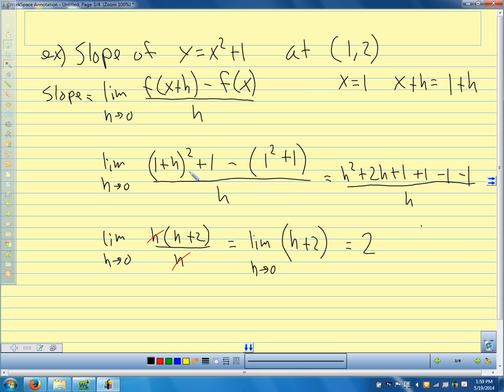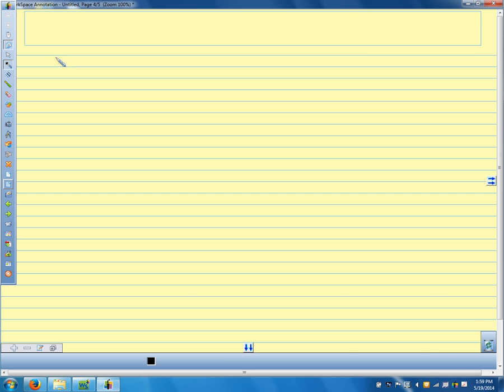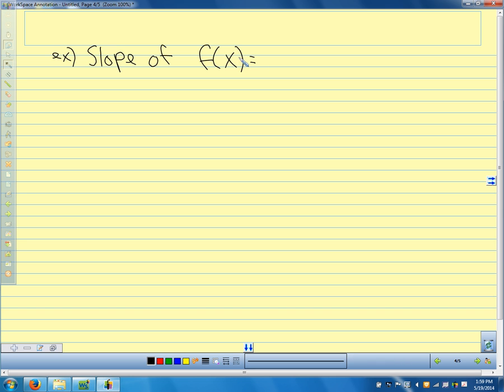All right, so we can use this process to find an equation for the slope as well. Rather than finding the slope at a particular point, here at x equals 1, we're going to find the equation of the slope for any value of x. So we can use this limit to give us an equation for the slope. Let's take a look at an example of that. So we want the slope of, and we're going to graph, f of x equals 2x squared minus 3 at any point x.